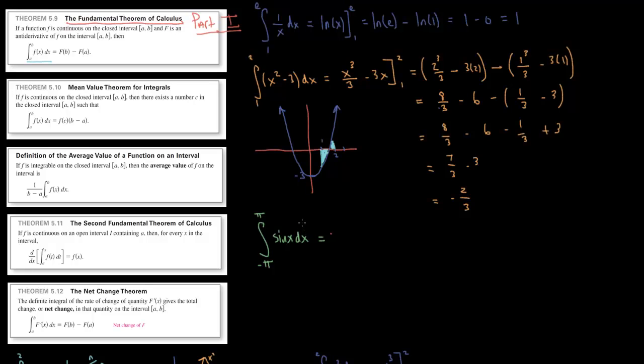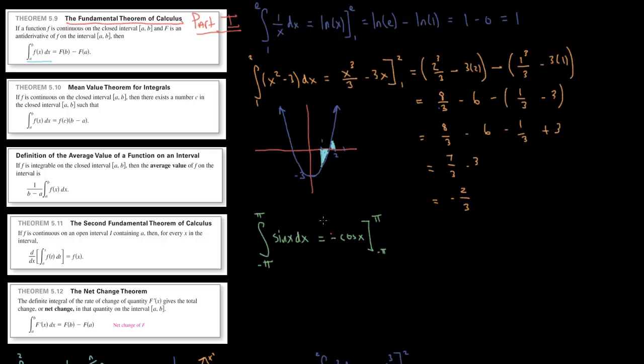Okay? Now, does anybody recall what the antiderivative of sine x is? Sine x, I think it's negative cosine x. Now, why would it be negative cosine x? Because if you take the derivative of negative cosine, you get negative sine, which you get positive sine.